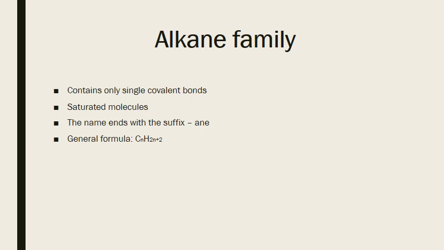Just to go into more detail, the alkane family contains only single covalent bonds and are saturated molecules. The names end with the suffix "ane". For example, we've got methane, which is CH4, and ethane, which is C2H6.